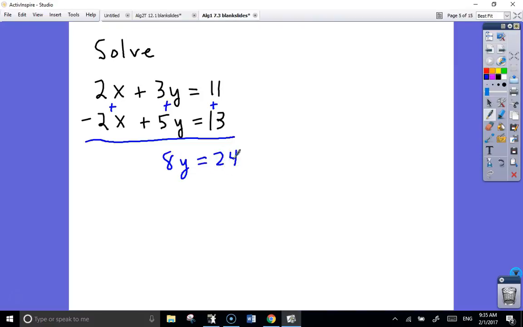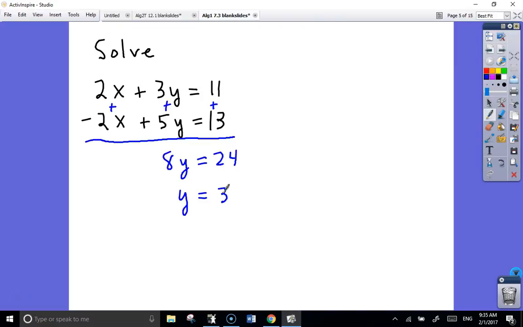Okay, so now we've got one equation, one variable, solve for that variable. y equals 3. All right, are we done? No, that's just the first variable, right? We still got to get the second variable. So where are we going to go to get the second variable?